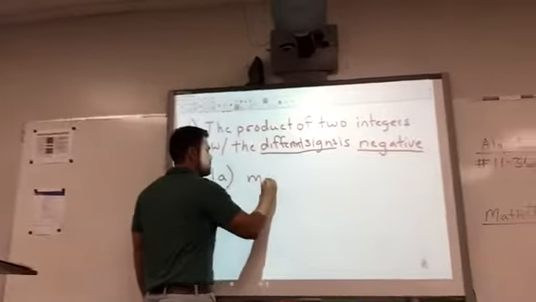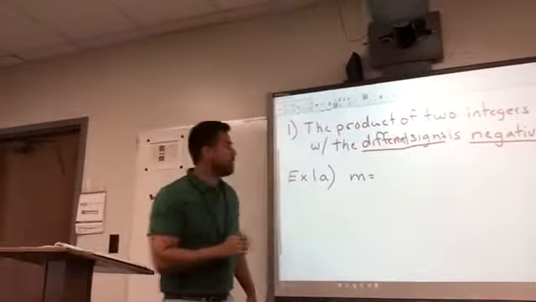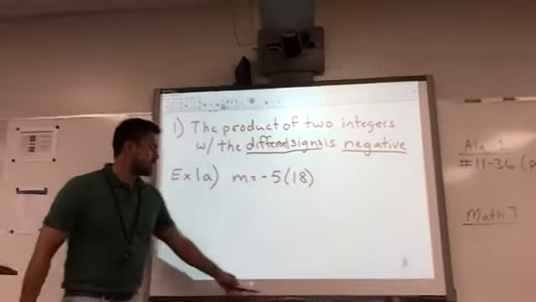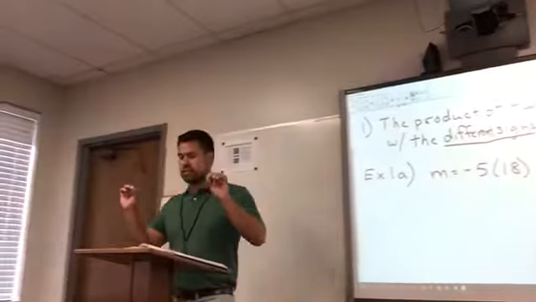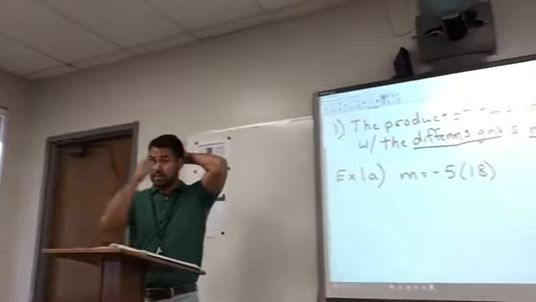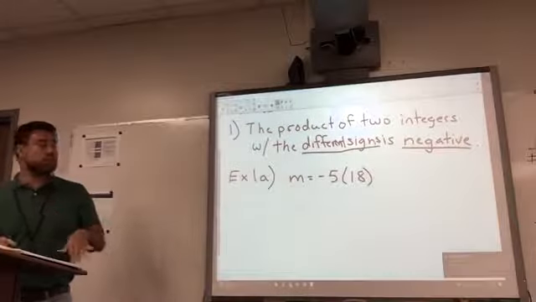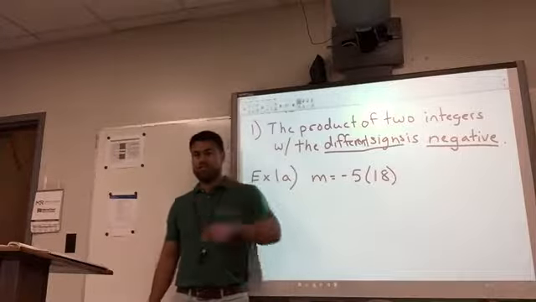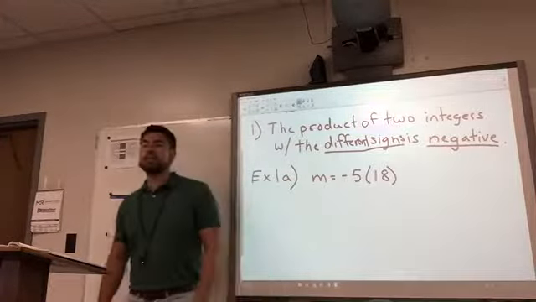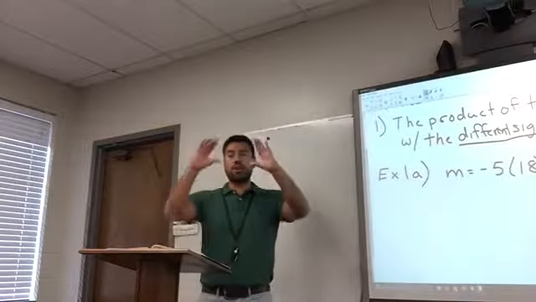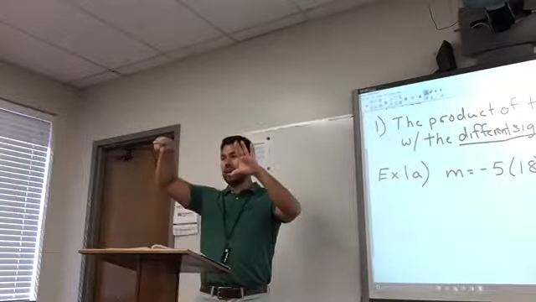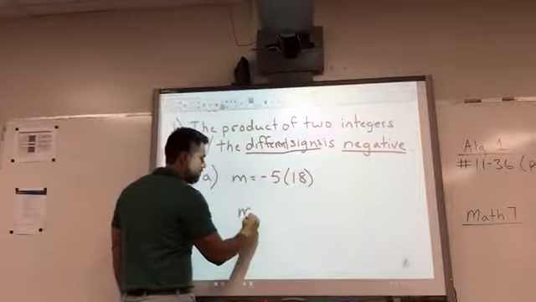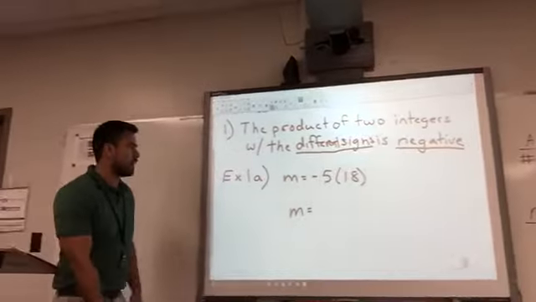So M equals negative 5 times 18. Negative 5 times 18. Okay, now what do the instructions on this example say to do here? Solve each equation. So my answer has to have what in it? A negative sign. Okay, it's going to have a negative sign. What else is it going to have? If it says solve this equation, it has to have an equal sign with the variable in it. So you have to have M equals something because you're solving for M.